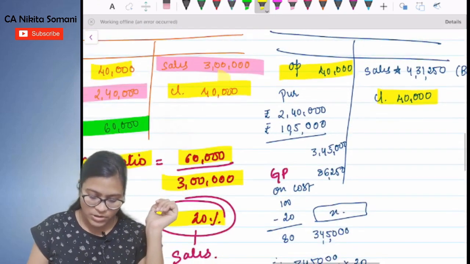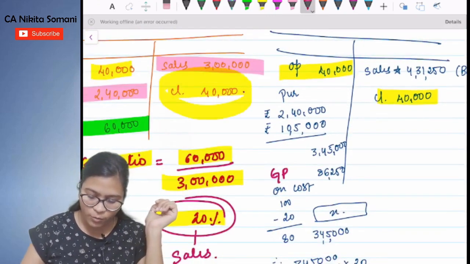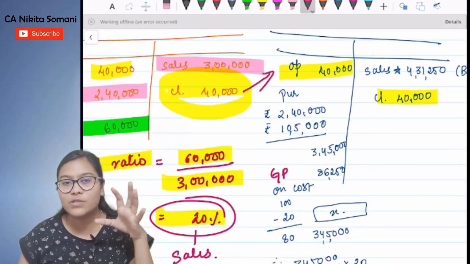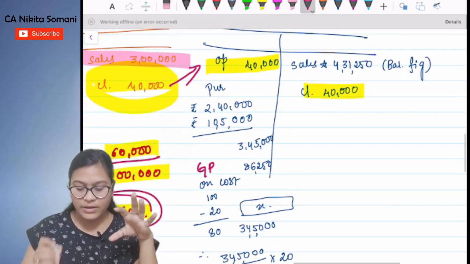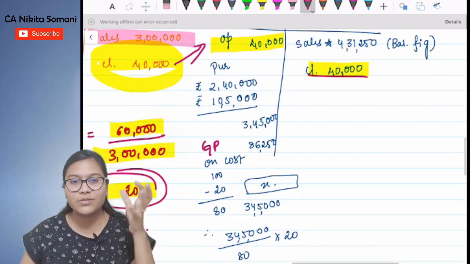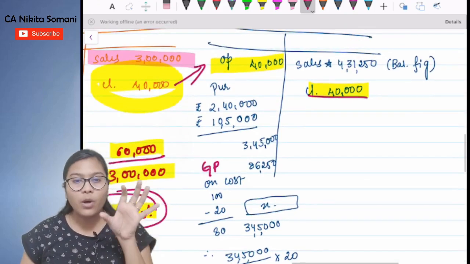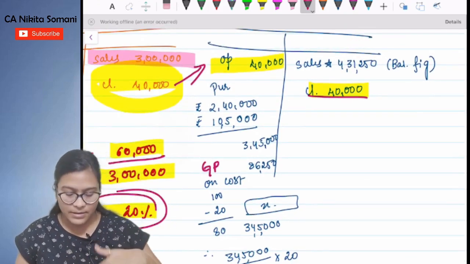Okay, this closing here becomes the opening of next year, and they say that closing stock is to be maintained at 40,000. So this nullifies the effect. तो इसका प्लस माइनस कुछ भी करोगे तो जीरो है. But to understand this, I have written this in this format.